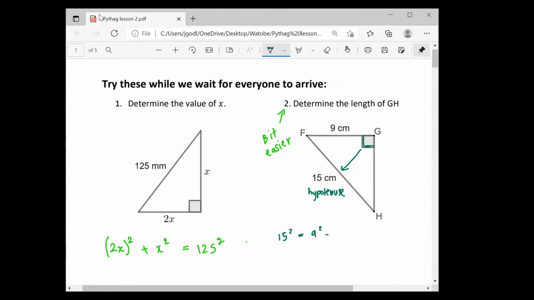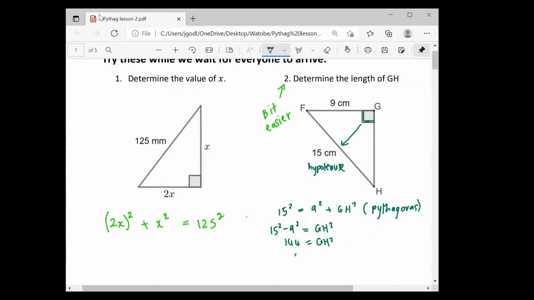Okay, and we learned Pythag on Monday, so we can say 15 squared is equal to 9 squared plus GH squared, and we have to give our reason, Pythagoras. Okay, and then we move that 9 squared over and we get GH squared, and we figure out what that is in our calculator, and then we square root it. So we get 15 squared minus 9 squared, and we square root it, so we'll get 144 is equal to GH squared, which means that GH is equal to 12.